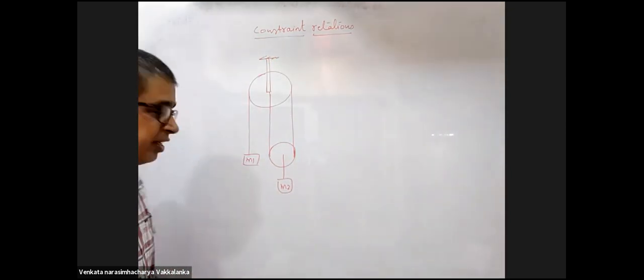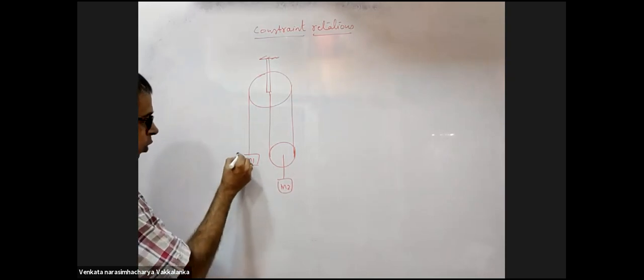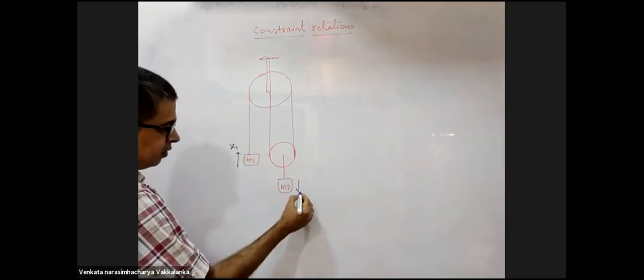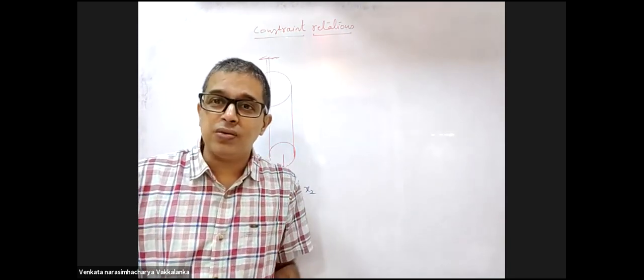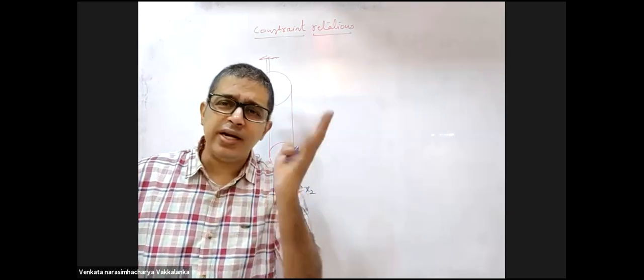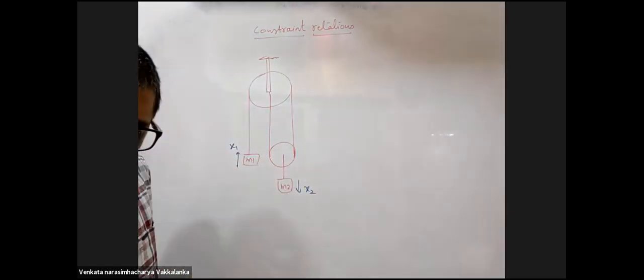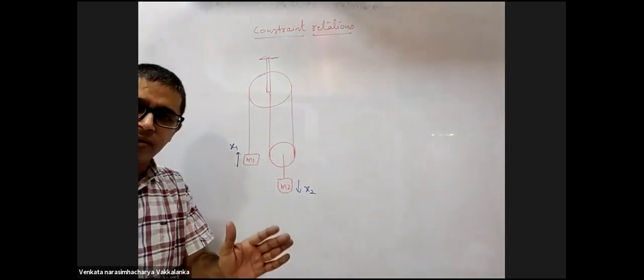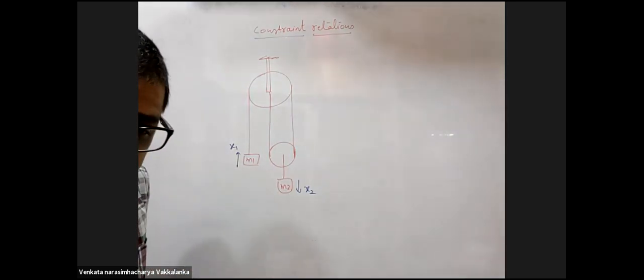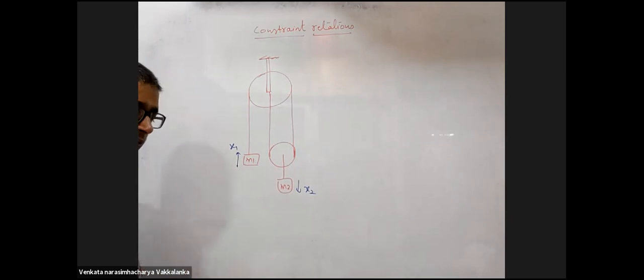Now I need the relation between x1 and x2. I assume this is going up and this is going down. My assumption is abstract; going up and going down will depend on the masses. Change the ratio of the masses anytime and that will get reversed. So you take a stance, solve the problem. At the end of the problem, you will get the result. If it is positive, fine.